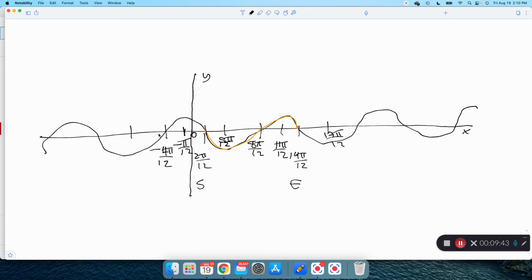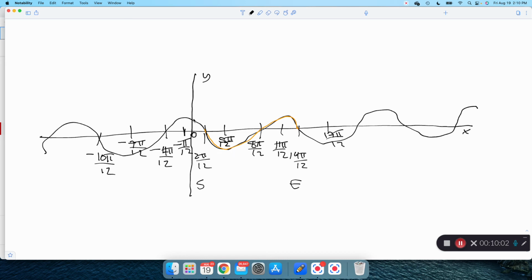Okay, let's keep labeling a couple more. So that was negative 4. I'm going backwards by 3, so negative 7. The next one will be negative 10 pi over 12. Okay, last thing we got to put in is our amplitude.